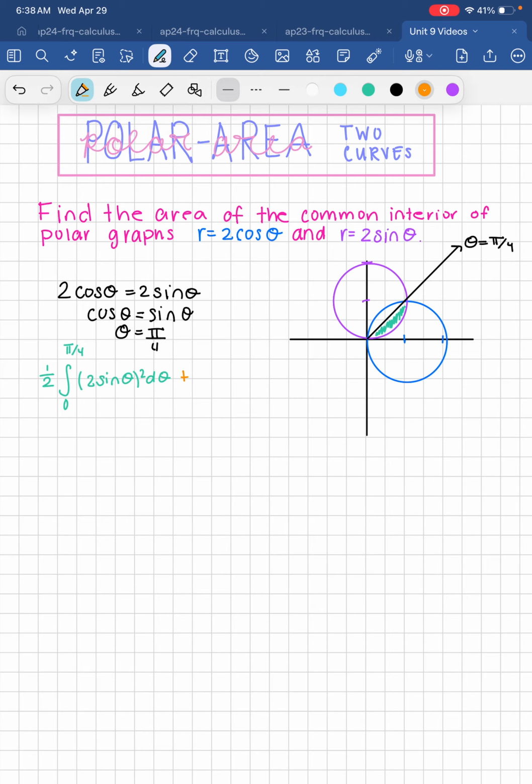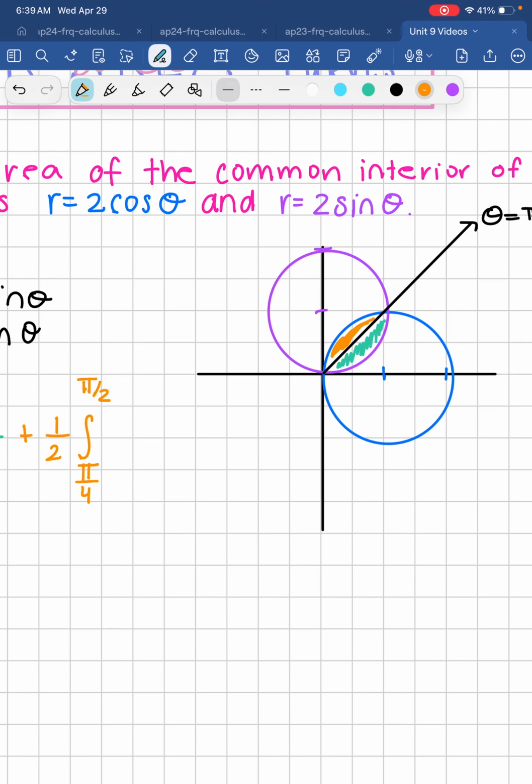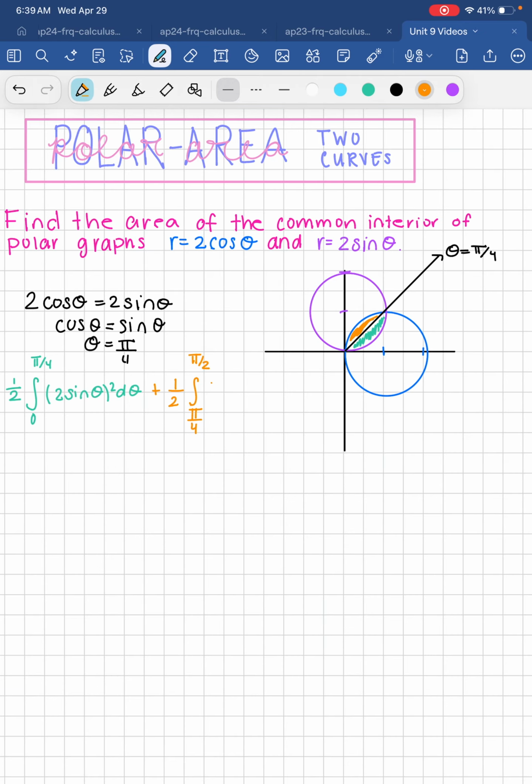Plus, in orange, let's create an integral for this orange area right there. So 1/2, once again, let's do my ray. If I'm going from pi over 4 to pi over 2, we sweep and enclose that entire orange area. That's how I know my bounds are going to be pi over 4 to pi over 2. What color curve are we touching with the orange color? The blue. So it's going to be 2 cosine theta squared d theta.